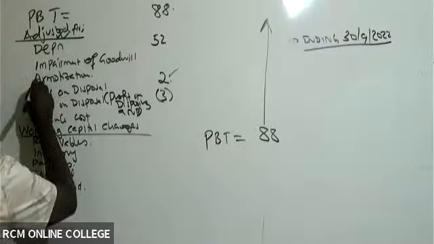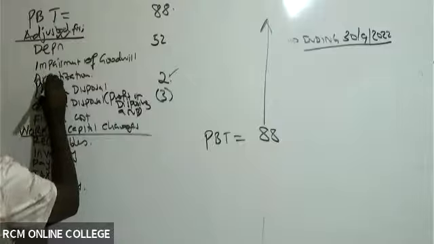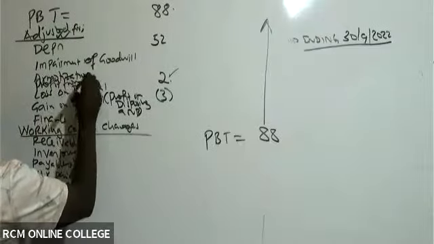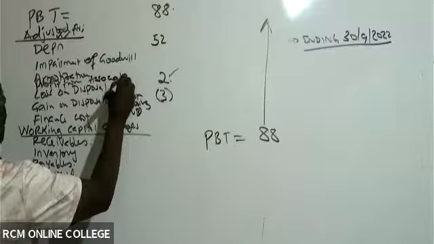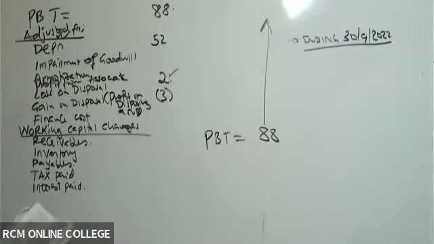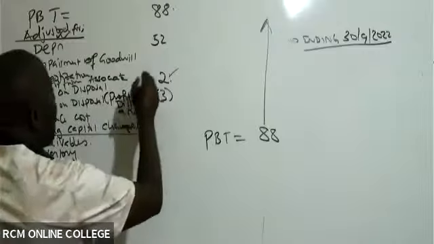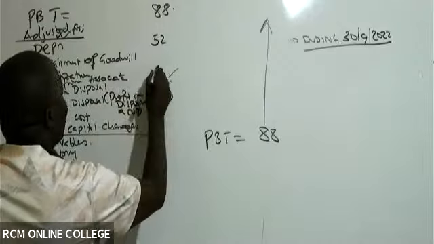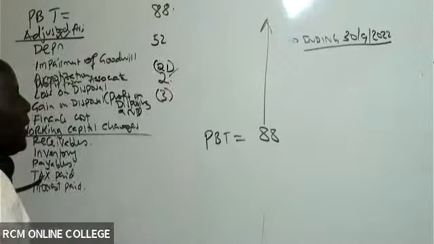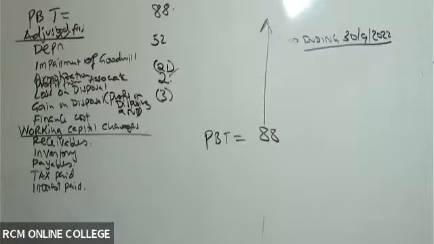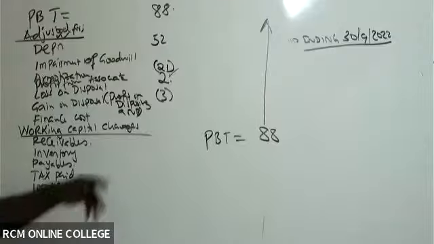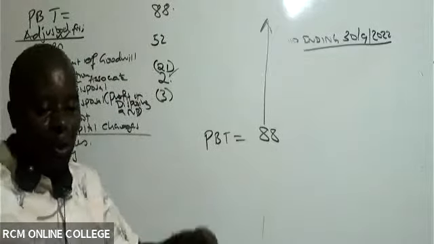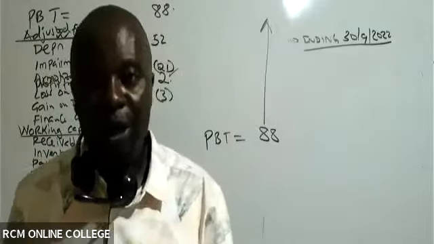Now, ladies and gentlemen, as I squeeze this, I can come and talk about profit from associate. How much are they giving us there? 21. So this profit from associate that I have here as 21, I will have to deduct it. Remember they had already added it up there, and I'm supposed to deduct it.